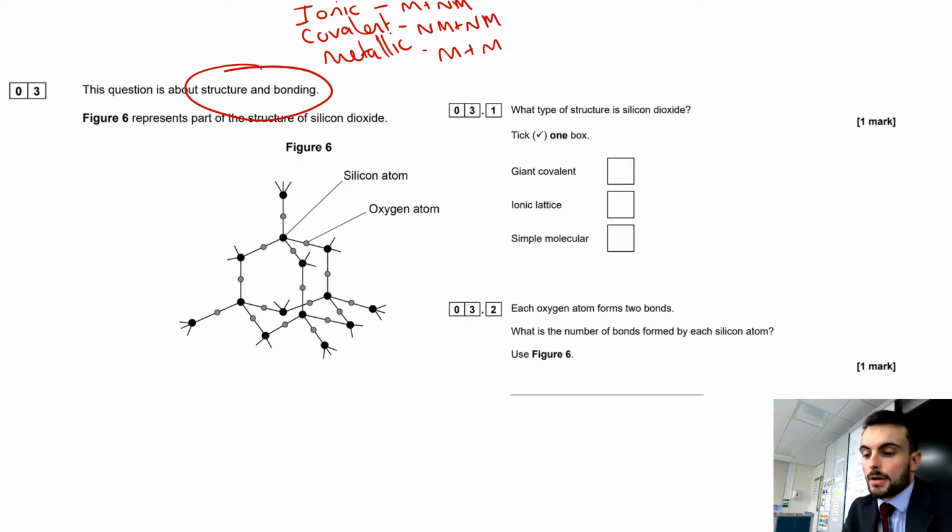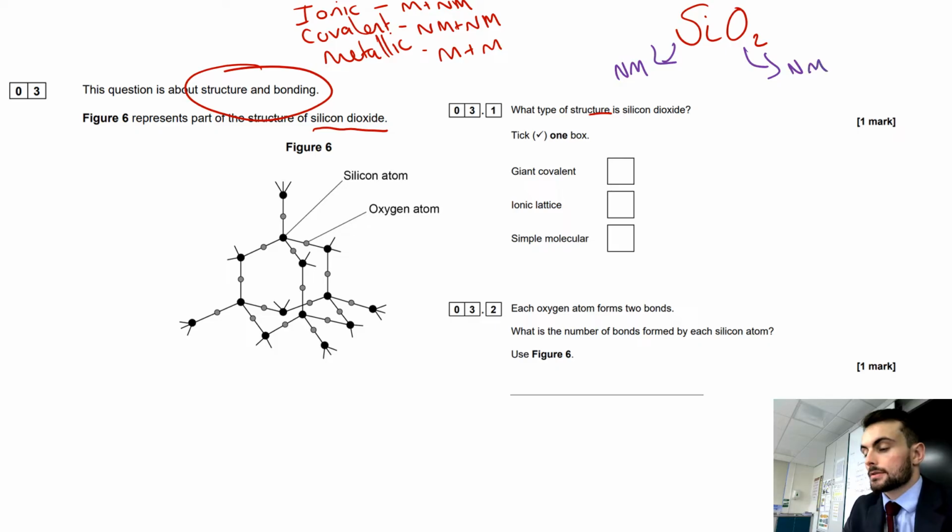Figure 6 represents part of the structure of silicon dioxide. What type of structure is silicon dioxide? Well, you've got silicon and you've got oxygen. You just use your periodic table for this. What's silicon? Silicon is a non-metal. What's oxygen? Oxygen is a non-metal. So that already excludes it, it can't possibly be anything to do with metallic, anything to do with ionic. So we can already get rid of this one.